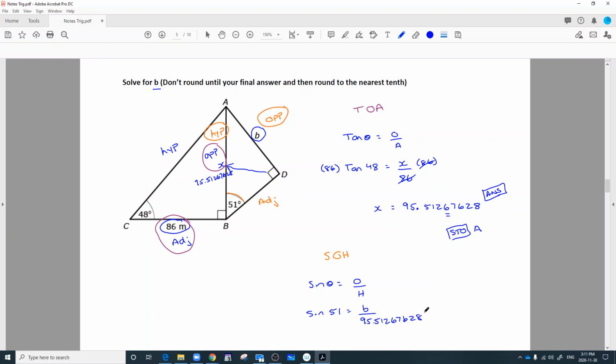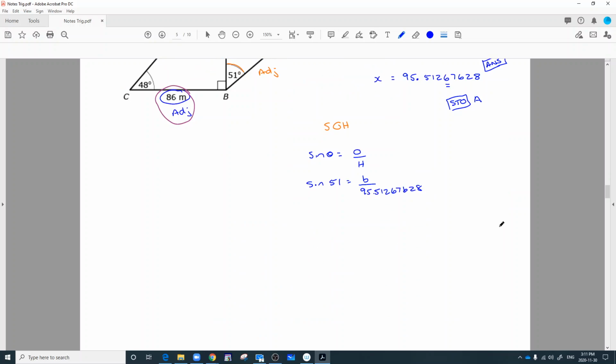95.51267628. Now to solve for b, I have to get b by itself, so I'm going to multiply by 95.51267628 on both sides. Now, if you've cleared your calculator or done something else, I hope you stored this number, otherwise type it in again, okay? Because now to solve, you're going to type this in. If you just did this question and that number is still on your calculator, don't clear to start a new calculation. Just hit multiply.